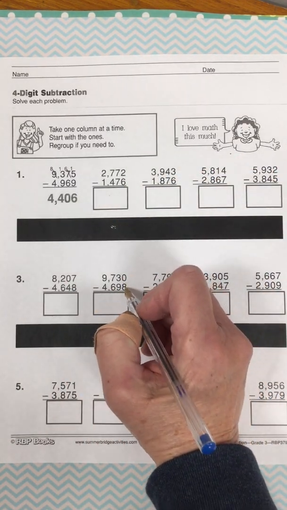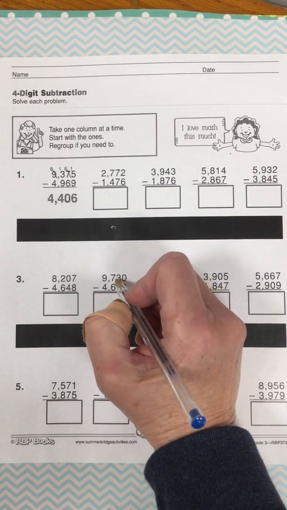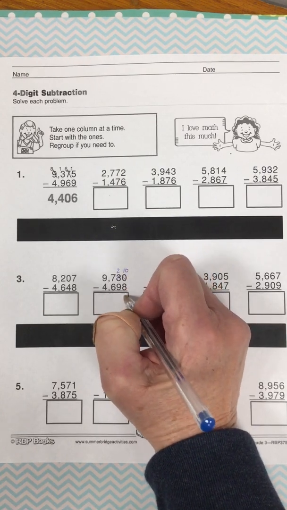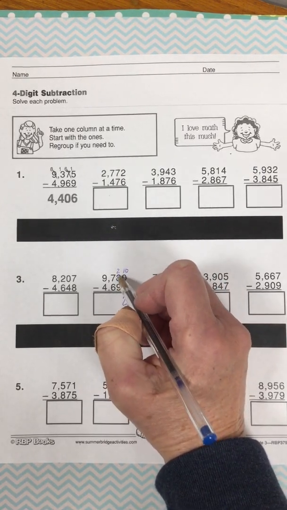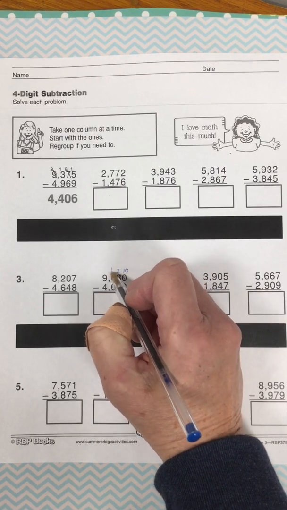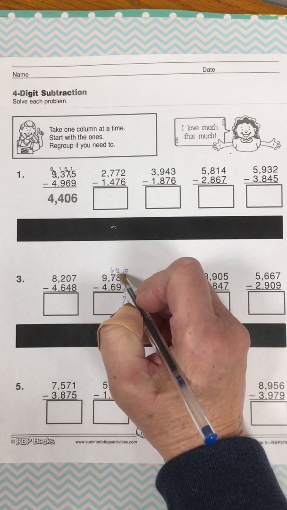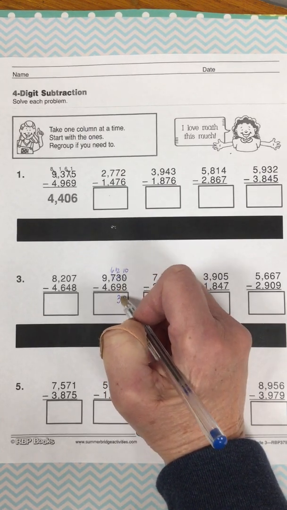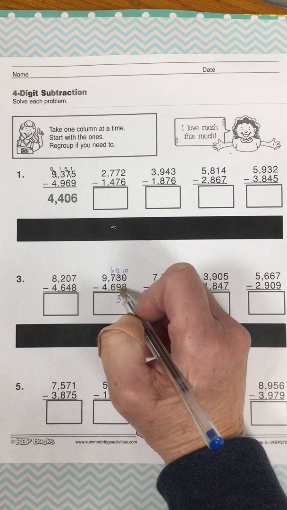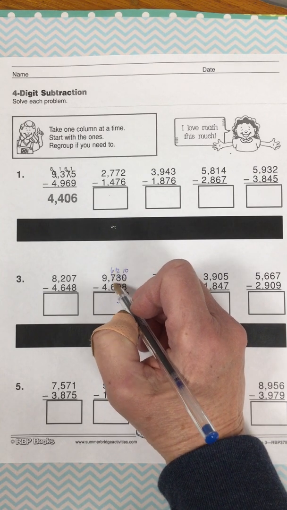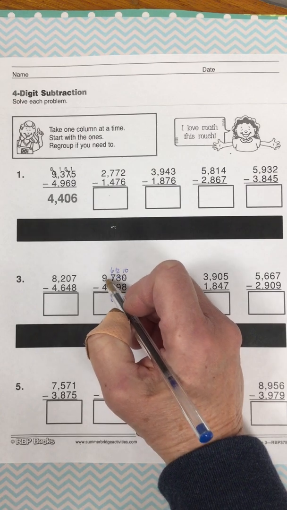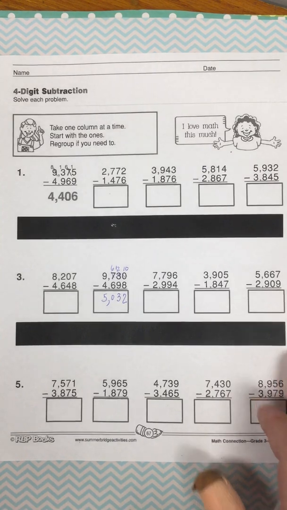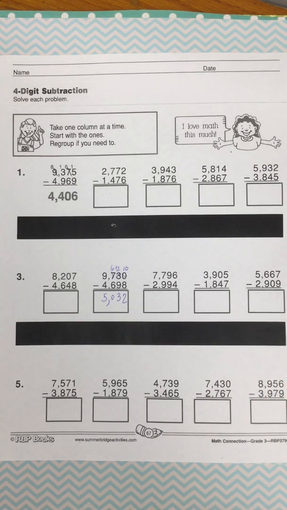Ooh, boy, it's got a 0. Can't take 8 from 0. Got to borrow. Make that a 2. Make this a 10. 10 minus 8, 2. Can't take 9 from 2. Got to borrow. That becomes a 12. 12 minus 9, 3. Didn't mean to say 13, it's 3. And 6 minus 6, 0. And 9 minus 4, ooh, 5. 5,032. All right. Good luck, boys and girls. That's all for now.